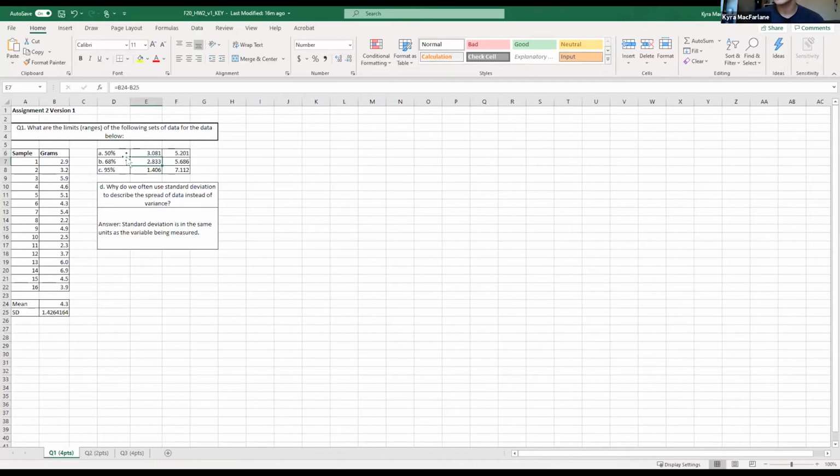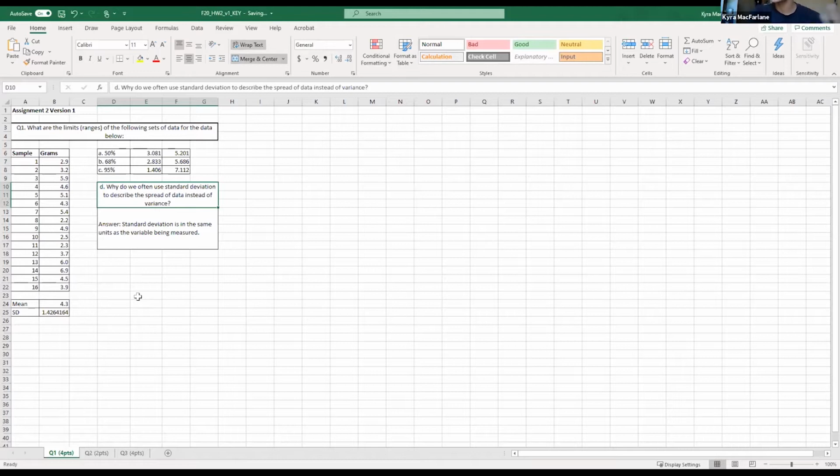To find 68%, the middle 68% of data, remember if we have that normal distribution curve, is the mean plus or minus 1 standard deviation. So that's what is calculated here. It's minus 1 standard deviation, and here we have plus 1 standard deviation. And then to find 95%, it's plus or minus 2 standard deviations. So we've got minus 2 standard deviations for the lower limit and plus 2 standard deviations for the upper limit of that 95% range.